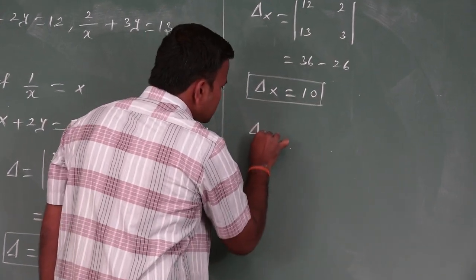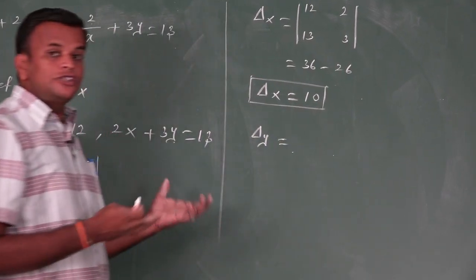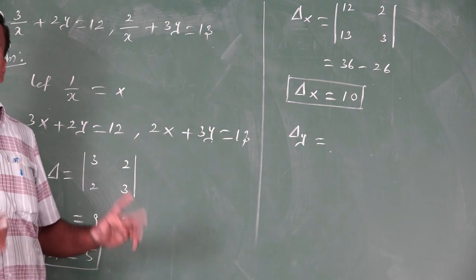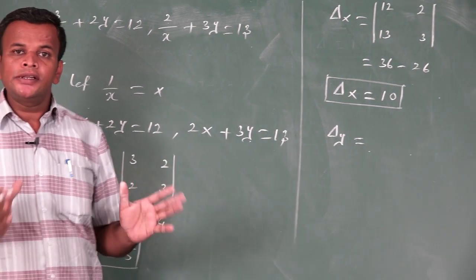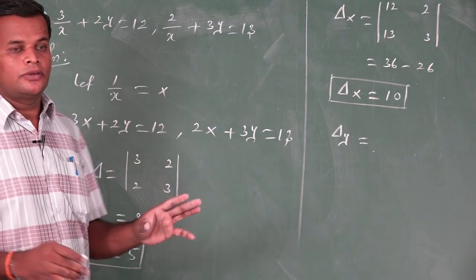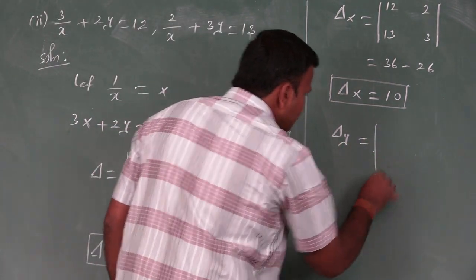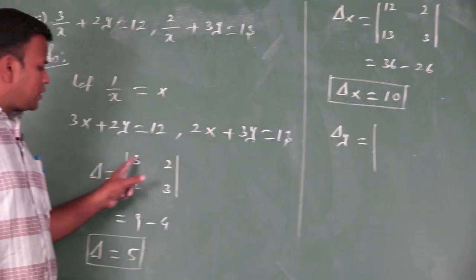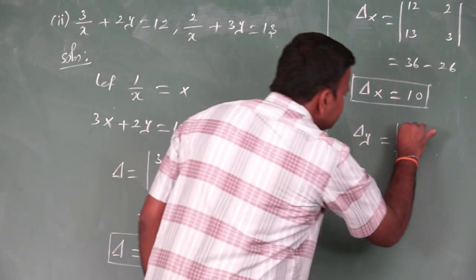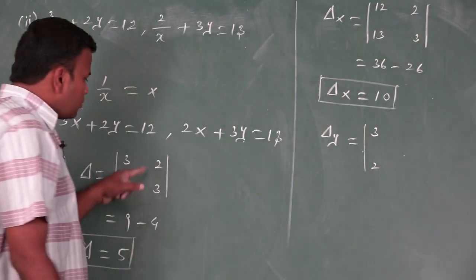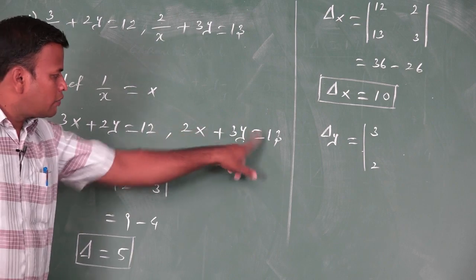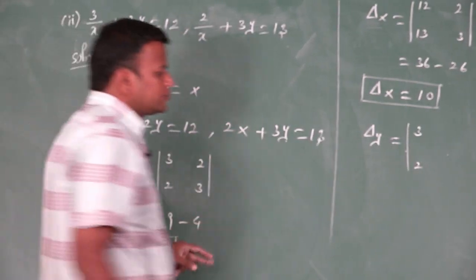Next we find del y. For y there is no change in the coefficients of x, so del y follows the same rule. In del y, we remove the coefficient of y column and enter the RHS value. The coefficient of x column is no change, so 3, 2. We remove the y column and enter the RHS values, which are 12, 13.